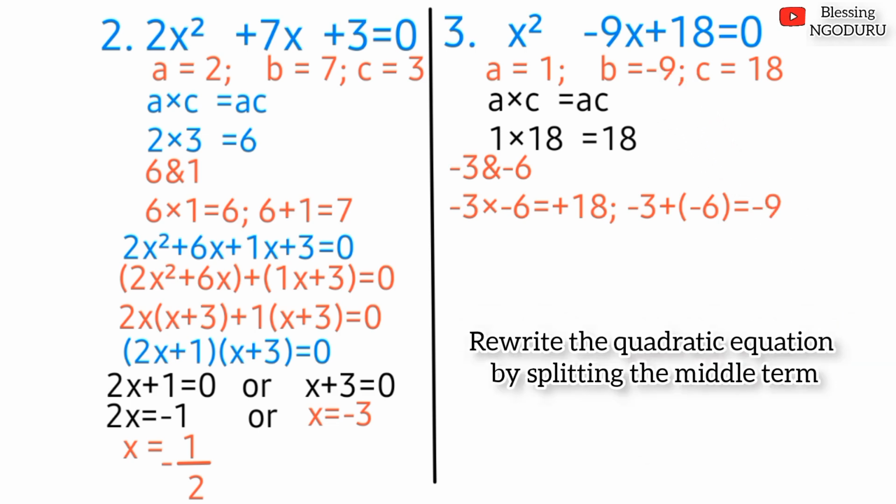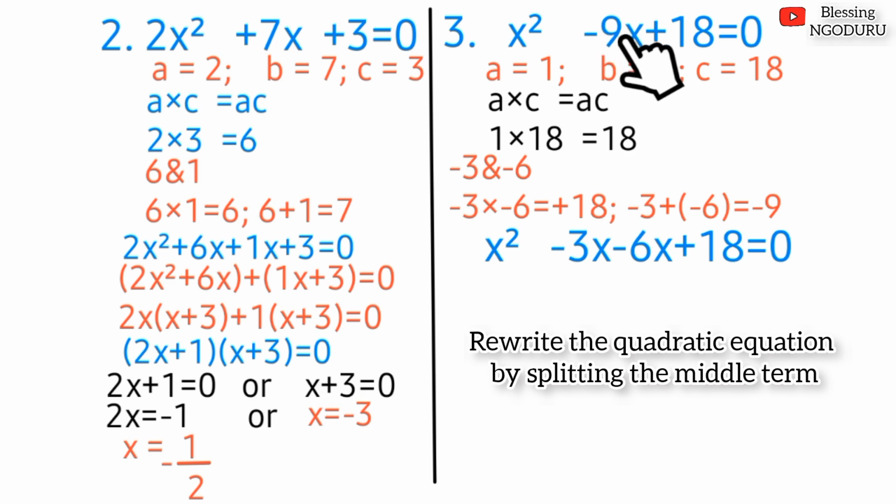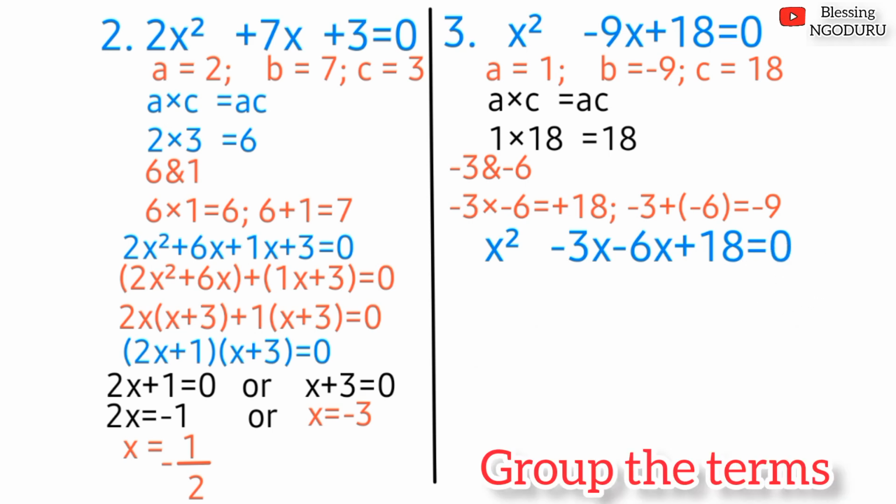Now let's rewrite the quadratic equation by splitting the middle term. x squared, since minus 3 and minus 6 gave minus 9. So in place of minus 9x, we'll write minus 3x minus 6x, then plus 18 equal to 0. Now let's group the terms. x squared minus 3x plus minus 6x plus 18 equal to 0.